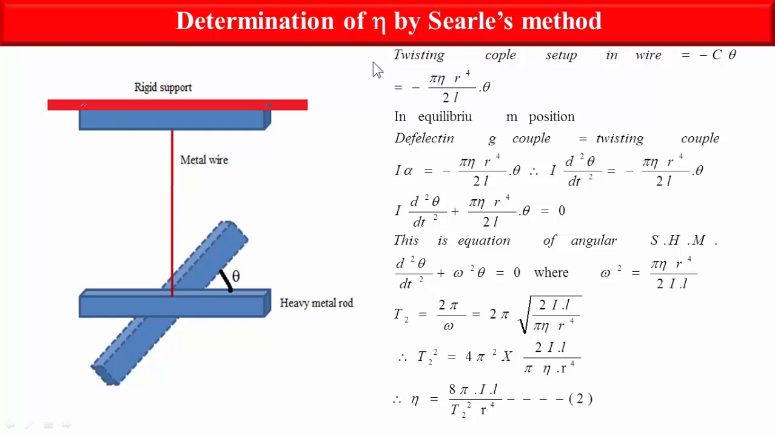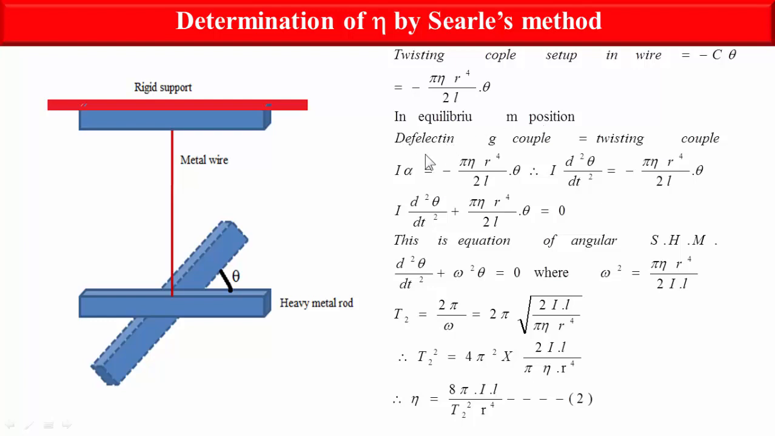Now, as we have studied, the twisting couple set up in the wire is equal to minus C into theta. Here C represents the couple per unit twist that is developed in the metal wire, and theta represents the angular displacement. The negative sign indicates that this twisting couple is acting opposite to the angular displacement theta. Now substituting the value of C, couple per unit twist, we write minus pi eta r raised to 4 upon 2L into theta.